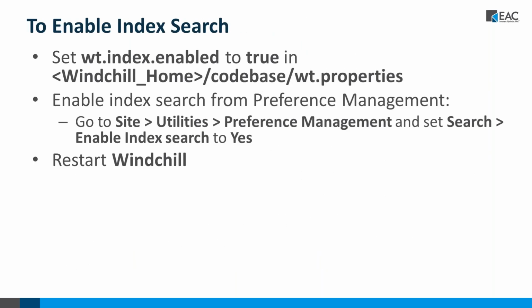This is how you turn on index search. I just copy and paste some things. But there's 2 things that you have to turn on, right? You have to set WT index enabled to true, and you have to go under the utilities and set enable index to search to yes, and then restart Windchill. But the thing is, there's a lot more to it than that. It's more complex than flipping on a switch, or these 2 switches in this case.